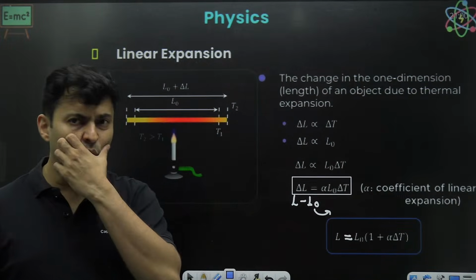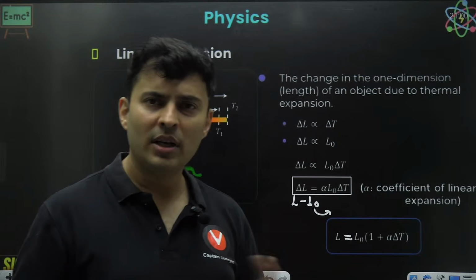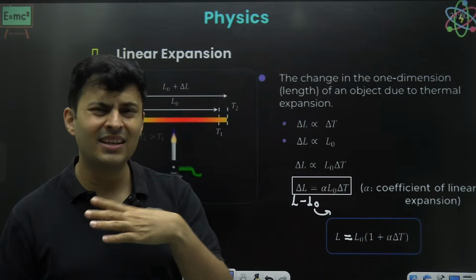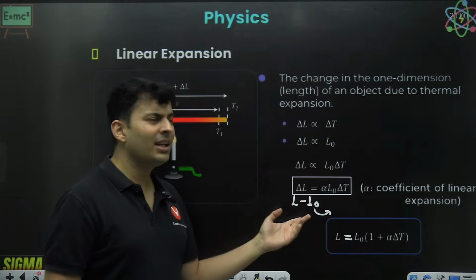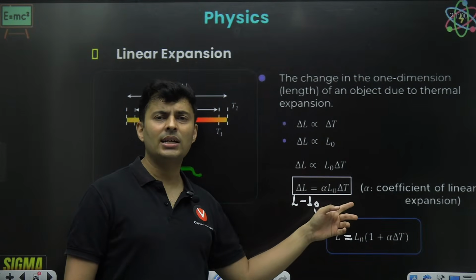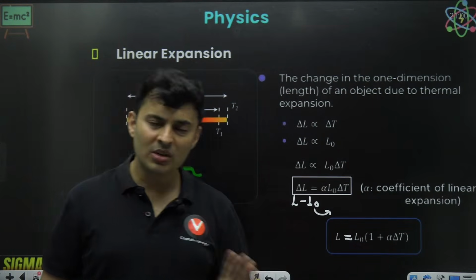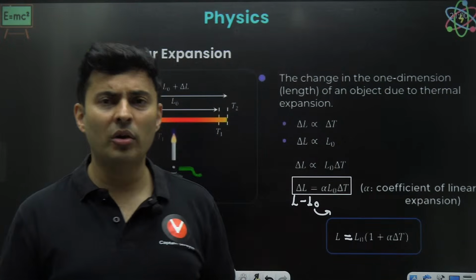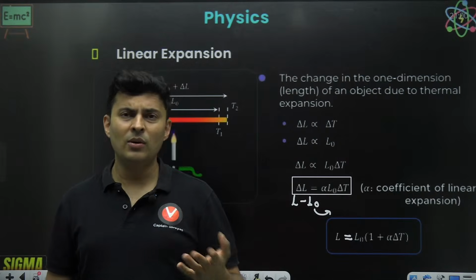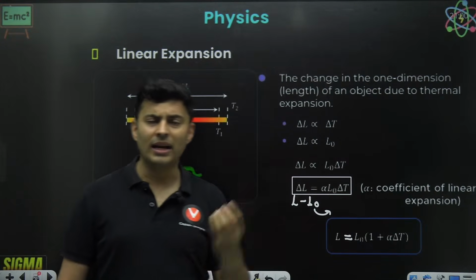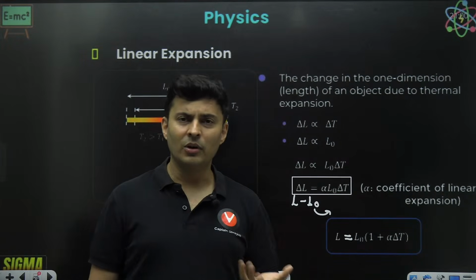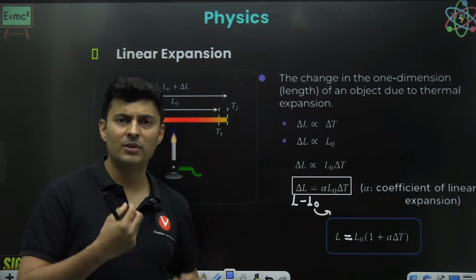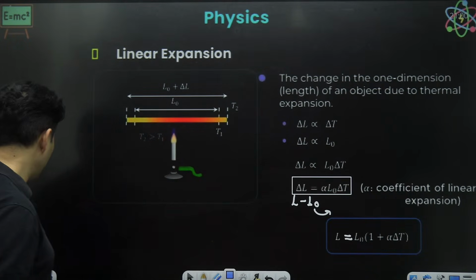Sir, who is going to give me alpha? Bro, it is the job of NTA. So if alpha is not given, has NTA made a mistake? No, no, no, no, no. Then they would have given other things like change in length, L naught, delta T, and they will ask you to find alpha. So that's how it is. Just like coefficient of friction. It's a non-theoretical value. It's a practical value, which means you need to perform experiments to get that value, like density, right? Or coefficient of friction. So alpha also is a practical value which has to be done using experiments.